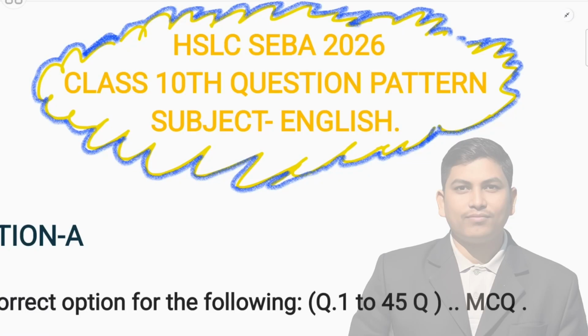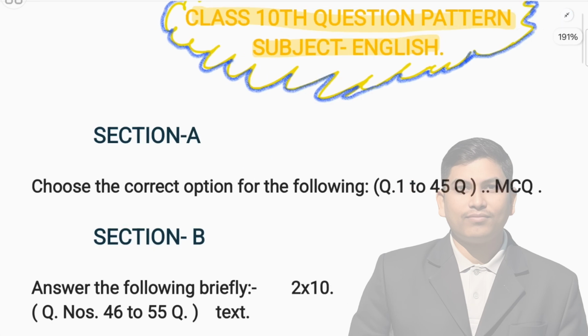So today we are going to discuss the Class 10 SEBA board question paper, subject English. So now listen, my students. First of all, we will notice Section A. Choose the correct options for the following. This one is called MCQ.